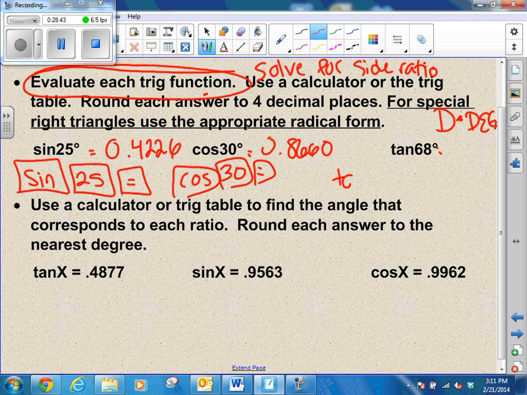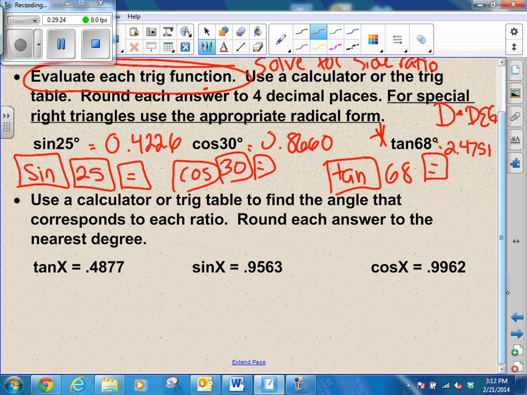Okay, do tangent. Tan 68 equals button. Reagan, what are we getting? 2.4750868. Okay, 4. I said 4. 2.4751. Round correctly. Now, tangent will be the only one that can be over 1. If you get a sine or a cosine that is over 1, your calculator is in the wrong mode. Okay? Good way to check. You'll learn why later on.